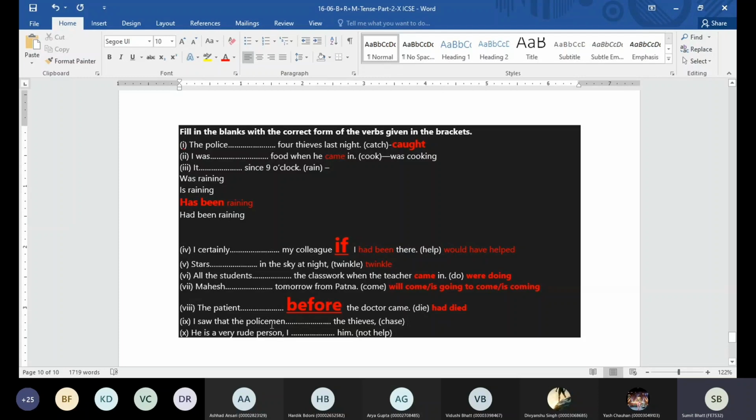Okay, I saw that the policeman dash the thieves. Was chasing. Okay. Was chasing. Okay, that means you're not reading the whole sentence. Were chasing. The policemen were chasing. Policemen we have, not man.